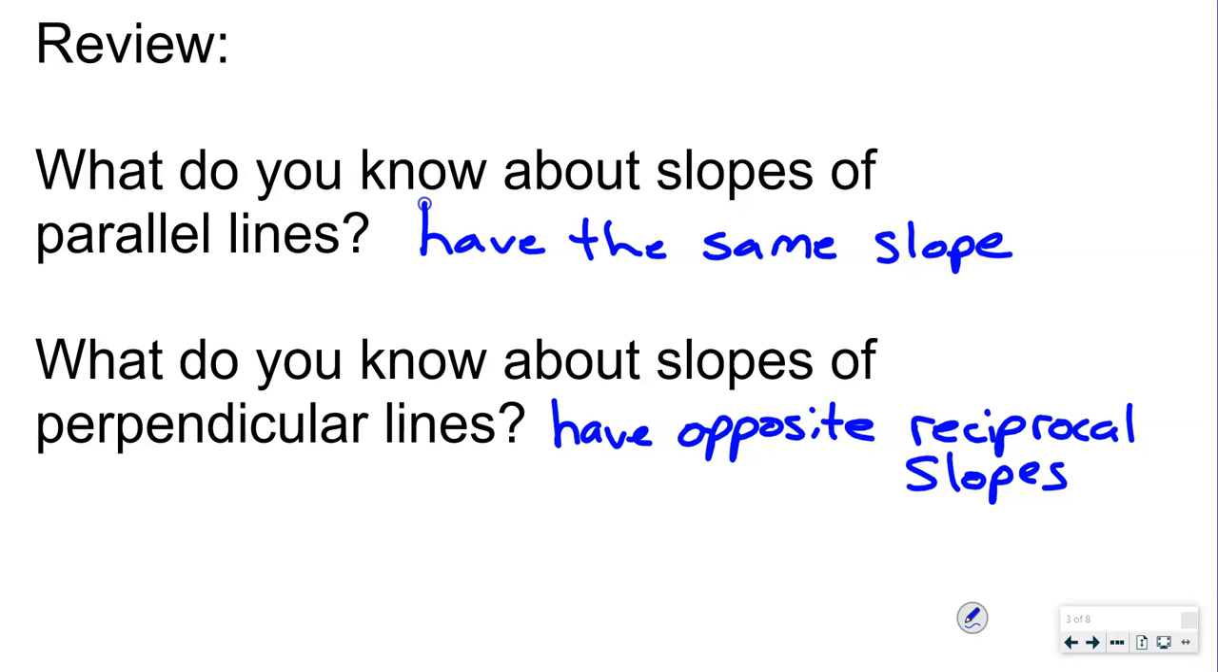So what do we know about parallel lines? They always have the same slope, and perpendicular lines always have opposite reciprocal slopes.